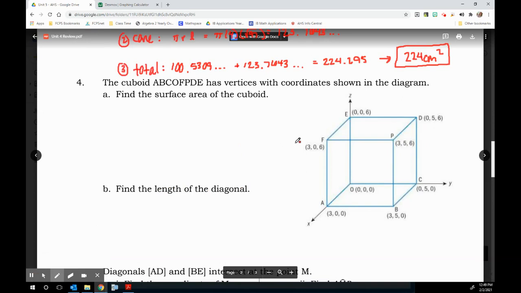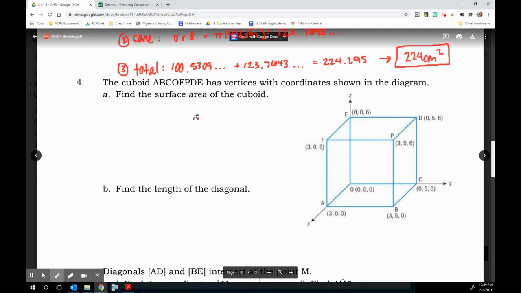All right, number 4 is our last 3D figure. So number 4, we have this cuboid, which means it's basically a prism. It does not mean it's a cube. It just means prism. And it has all these vertices with their coordinates shown in the diagram. So everything's labeled. Remember, X comes out towards you, Y goes out to the right, and Z is going straight up. And that's the order that these coordinates go in as well. X and then Y and then Z.